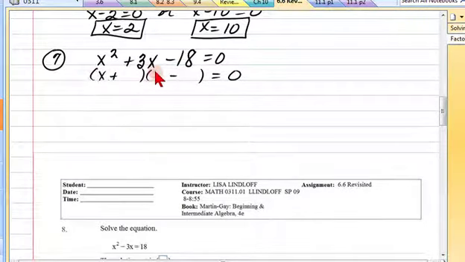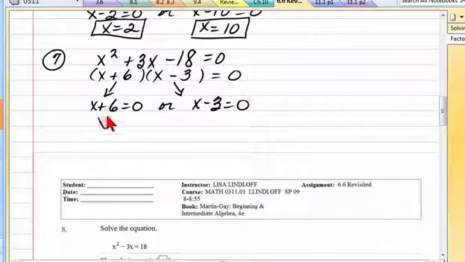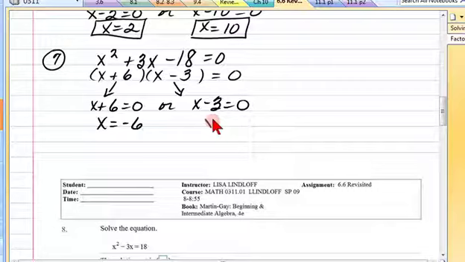So I need an x and an x. I need factors of 18 that have a difference of 3. 6 and 3, I'll make the 6 the positive and the 3 the negative. Using the zero factor property, x plus 6 is 0, or x minus 3 is 0, which means x is negative 6, or x is positive 3.